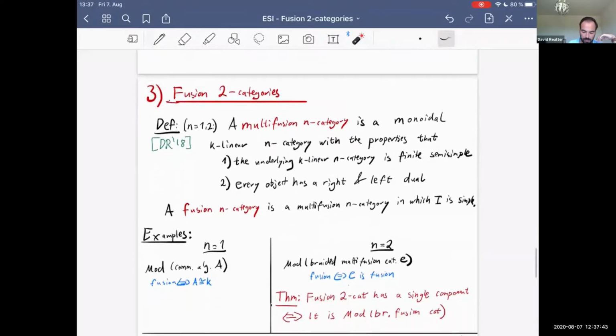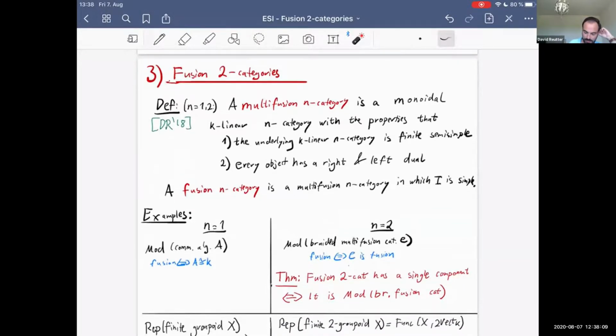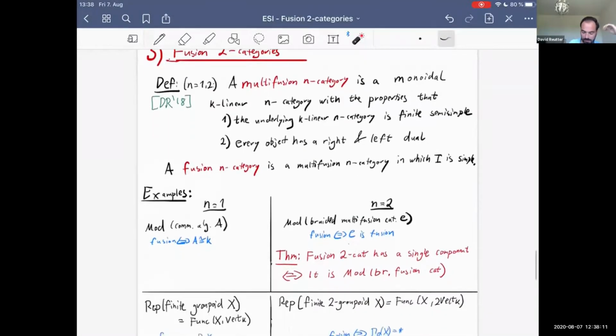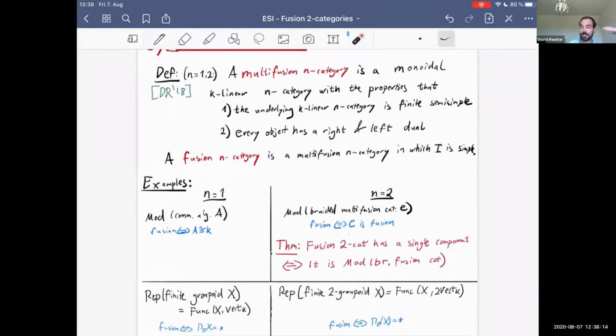And in fact, we can say a bit more, namely a fusion 2-category has a single component, as we've looked at in these pictures before, if and only if it's the modules of a braided fusion category. Essentially, this comes from taking this single component; the tensor unit is going to be in the single component, and you just take the endomorphism fusion category of the tensor unit, which is going to be a braided fusion category, which determines the whole thing.